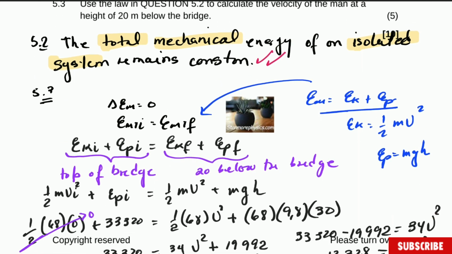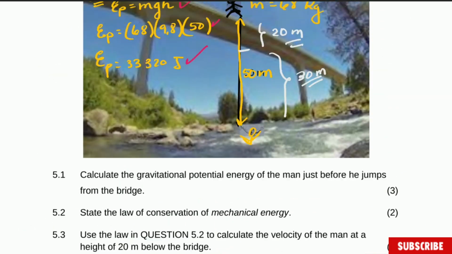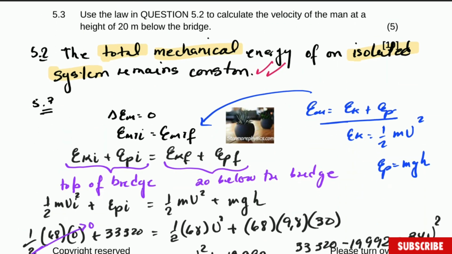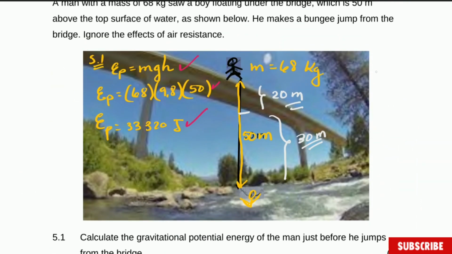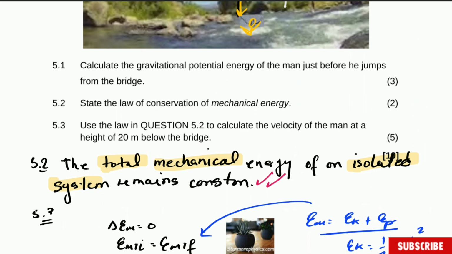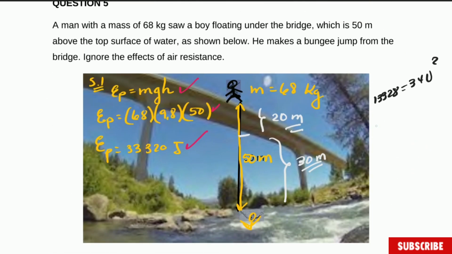Okay, let's finish that one. Let's write it down here. We have 13,328 equal to 34 v squared. Is that so? Yes. So here v squared is equal to 13,328 divided by 34.